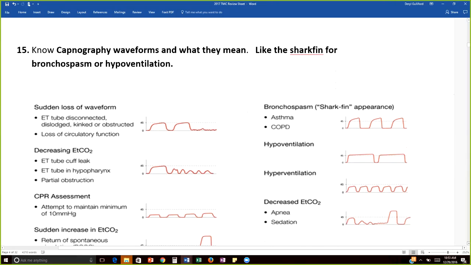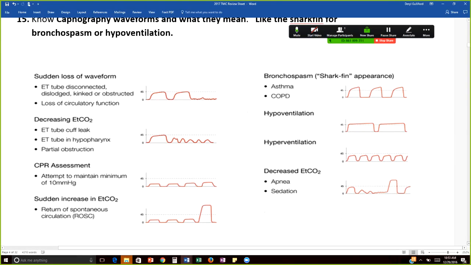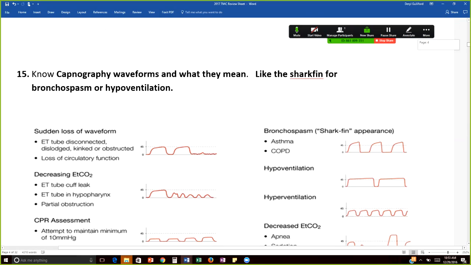Capnography waveforms and what they mean. A classic example, everybody likes the shark fin because it's kind of a cute shape, I guess. But the shark fin on a capnography waveform means bronchospasm. Could be asthma, could be COPD. So what would you do for shark fin? You'd give them a bronchodilator. Hypoventilation is also on here, those big, wide waveforms. Hyperventilation, the fast waveforms. You could have any of these on your test, so just be sure to review all of them here.